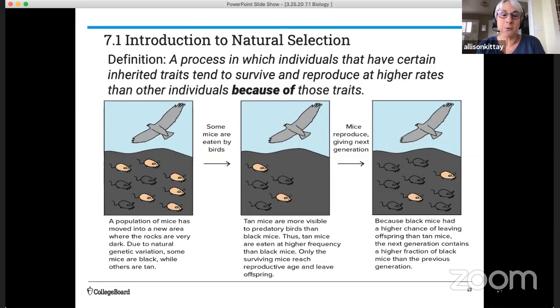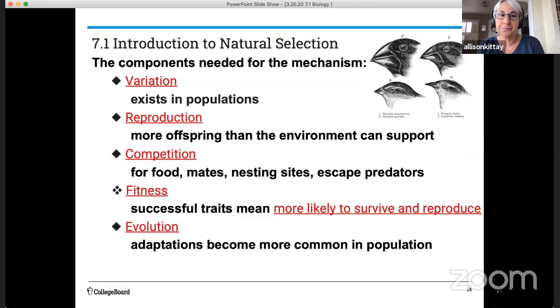In the middle panel, we see that the tan mice are more visible to the predatory birds than the black mice. Thus, the tan mice are eaten at a higher frequency than the black mice. And since only surviving mice can reach reproductive age and leave offspring, in the final panel, we see that the black mice, because they had a higher chance of leaving offspring than the tan mice, the next generation contains a higher fraction of black mice than the previous generation.